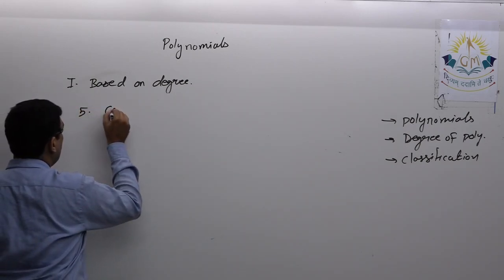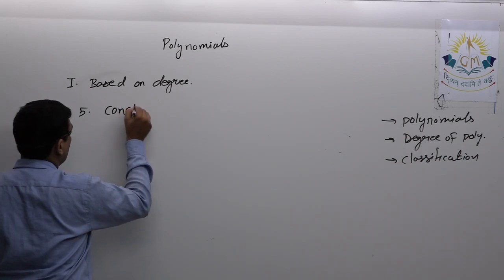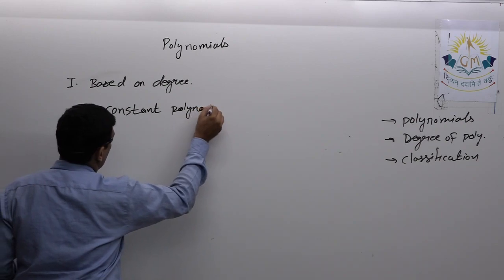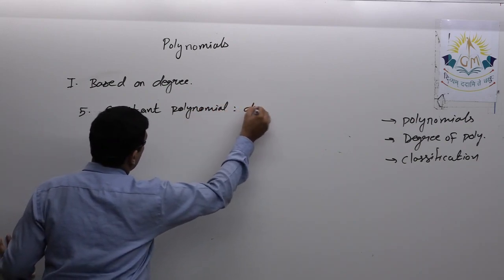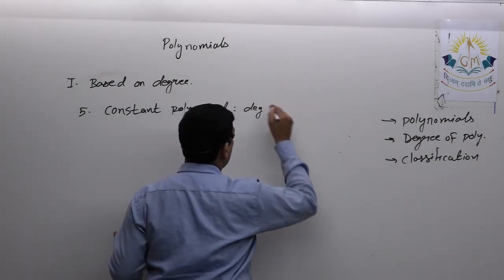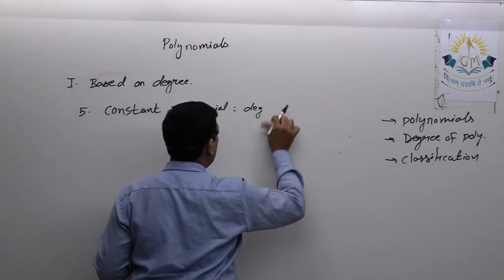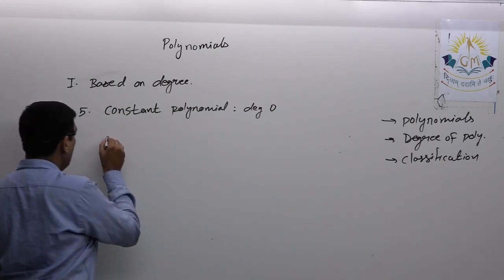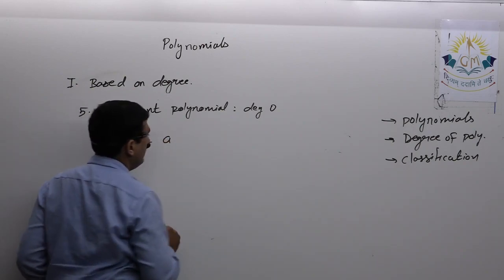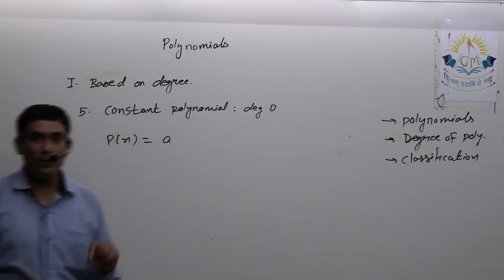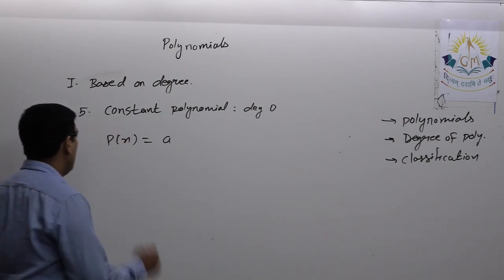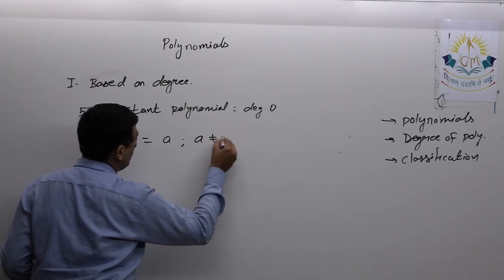So next is constant polynomial. Constant polynomial, degree 0. See, standard form p(x) equal to a. That's it. That means power of the variable will be 0. Again, a should not be equal to 0.